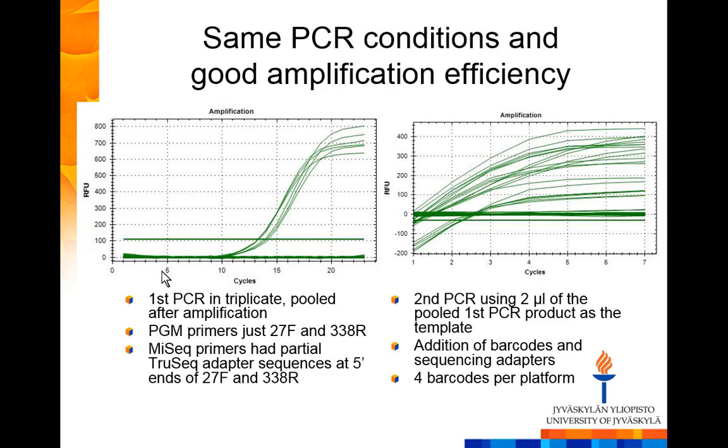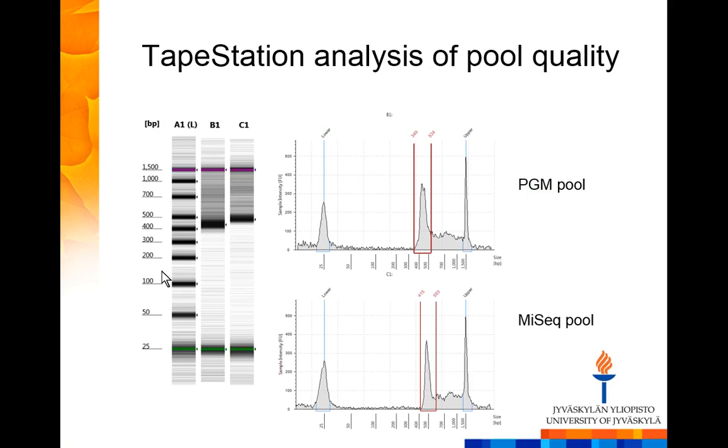Just a trick to use a little bit more money but save a lot of time. So again, I purified the 4 replicate barcodes for both PGM templates, PGM PCR products and MiSeq second PCR products.